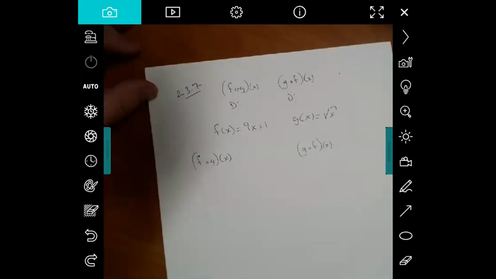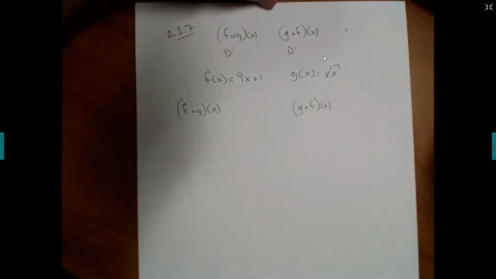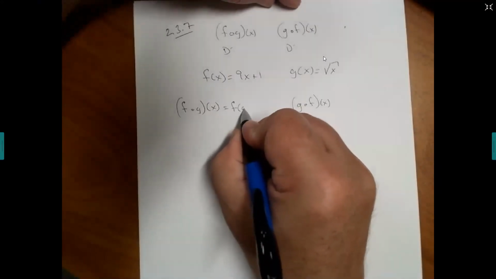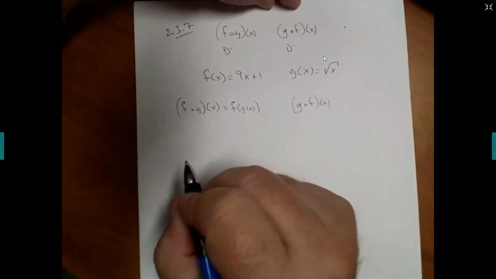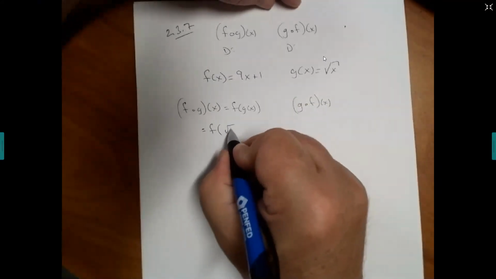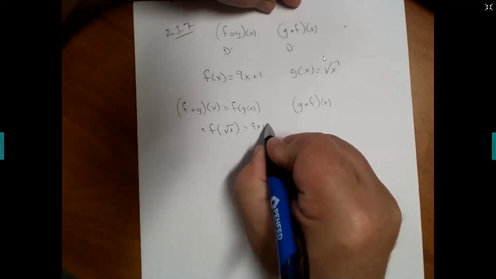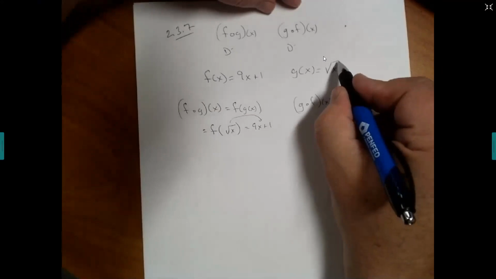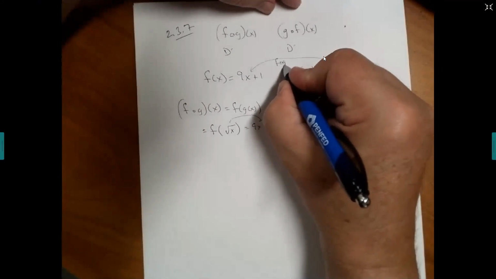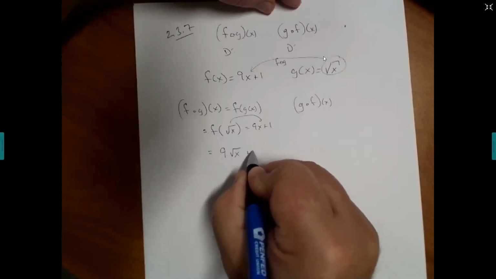Okay, we'll work these out completely and then we'll go back and plug them in so you can see how it's supposed to be plugged in, because it is very picky. Okay, remember, fog is the g goes inside the f. That means I have f of square root of x, so the g of x goes in place of x. That's the fog. So I have 9 times the square root of x plus 1.